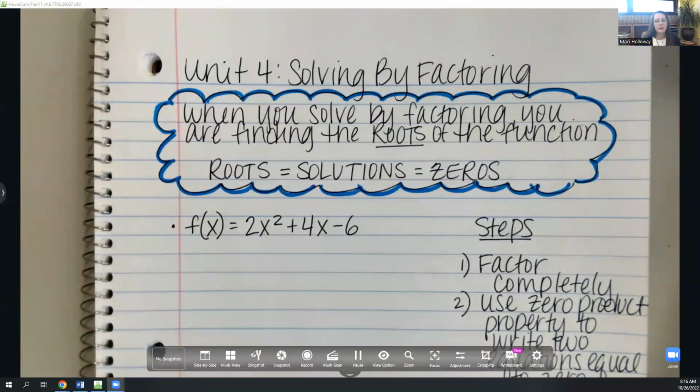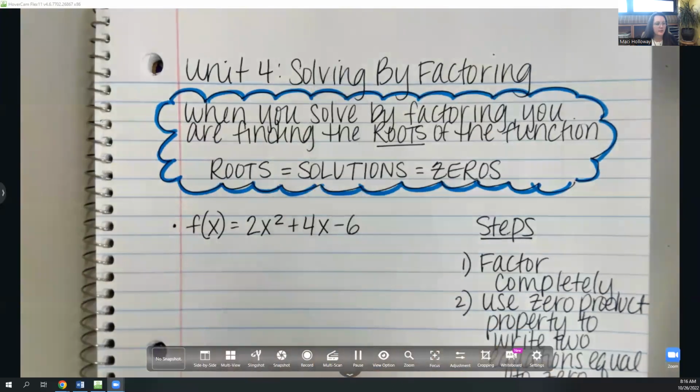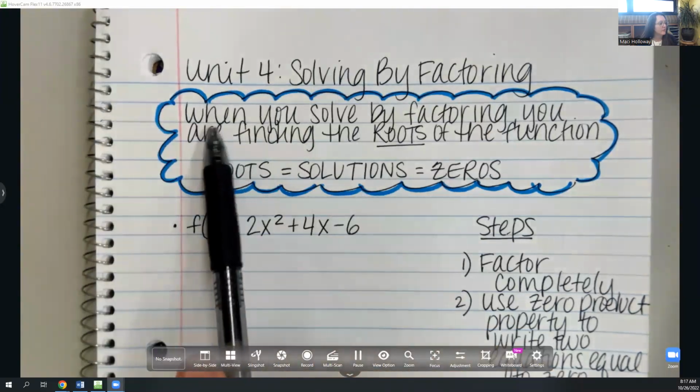All right, so today we are moving into Unit 4. We started this with finding greatest common factor and factoring by grouping. We're going to be moving into solving by factoring, and that'll lead us into working with quadratics. So we are here, write this down.